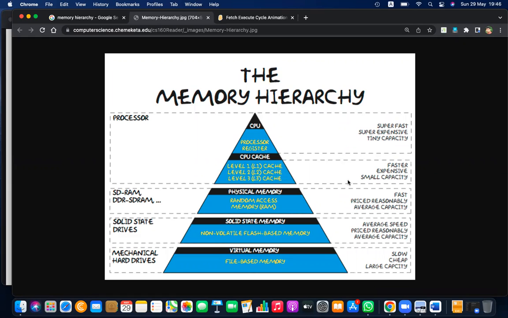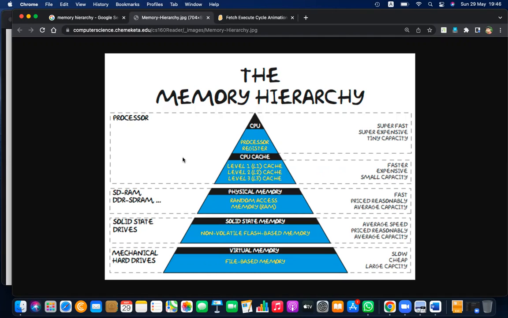But when it comes to the cache memories, there are 3 cache levels: level 1, level 2, level 3. Out of that, level 1 and level 2 are inside the processor, and level 3 is outside the processor, but still attached or linked to the processor. Likewise, there are 3 levels of cache. Cache is basically the memory inside the processor.